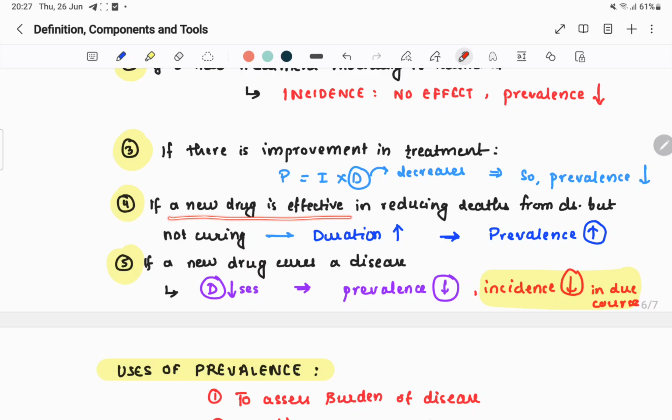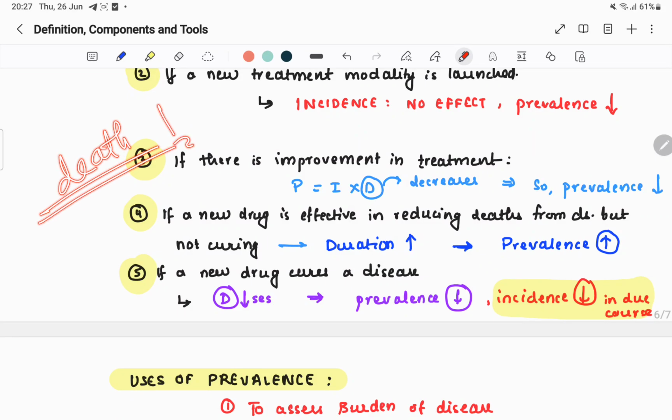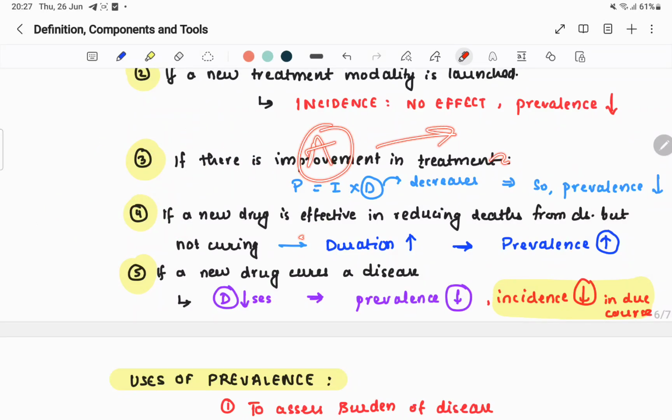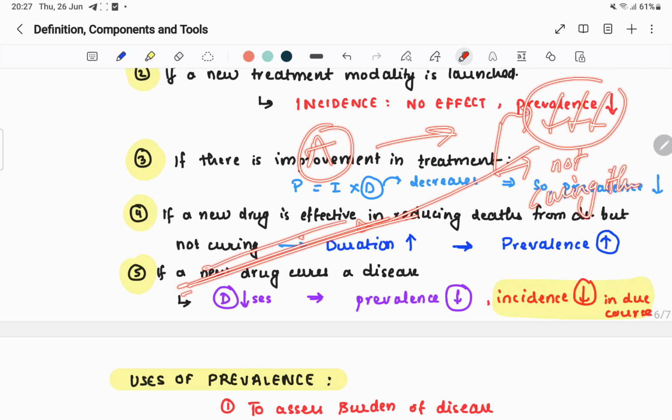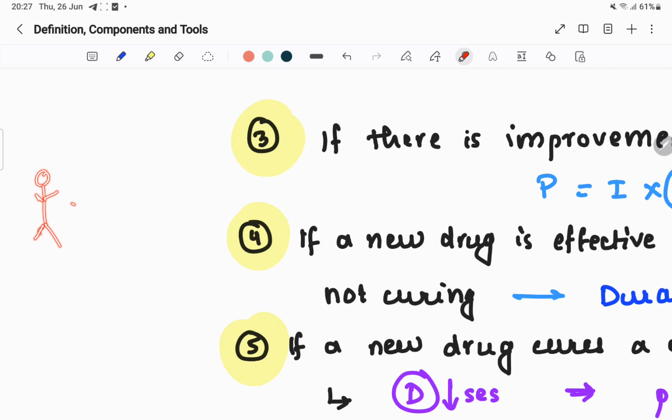Okay. If a new drug is effective in reducing death from disease but not curing, it is preventing deaths. But is it curing? No. So we developed some drug A, which is preventing mortality, but it is not curing the disease. It means the person is suffering from disease for a longer duration. Let's say the person is suffering from lung cancer. The person is now 30 years old. He will die when he is 40 years old.